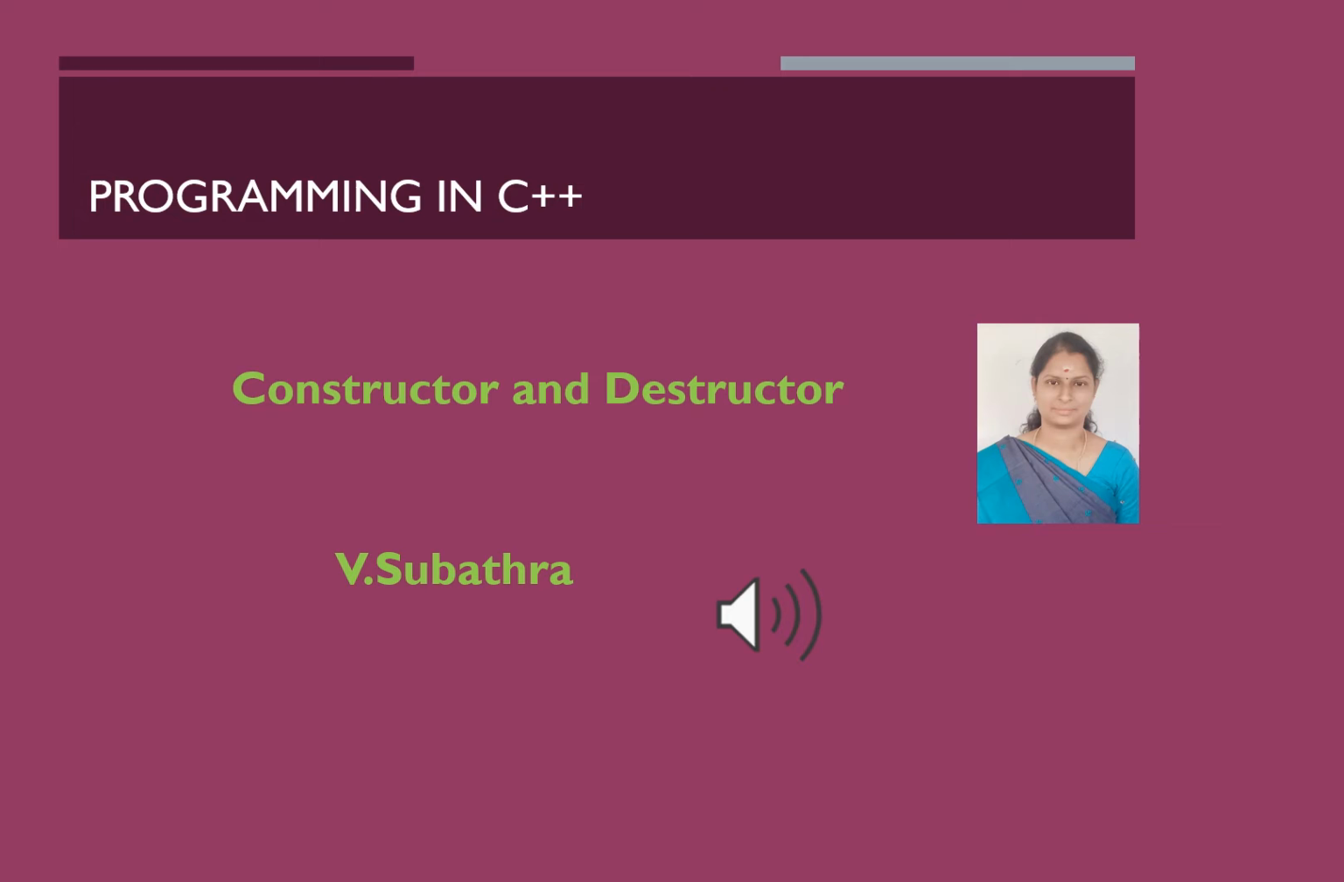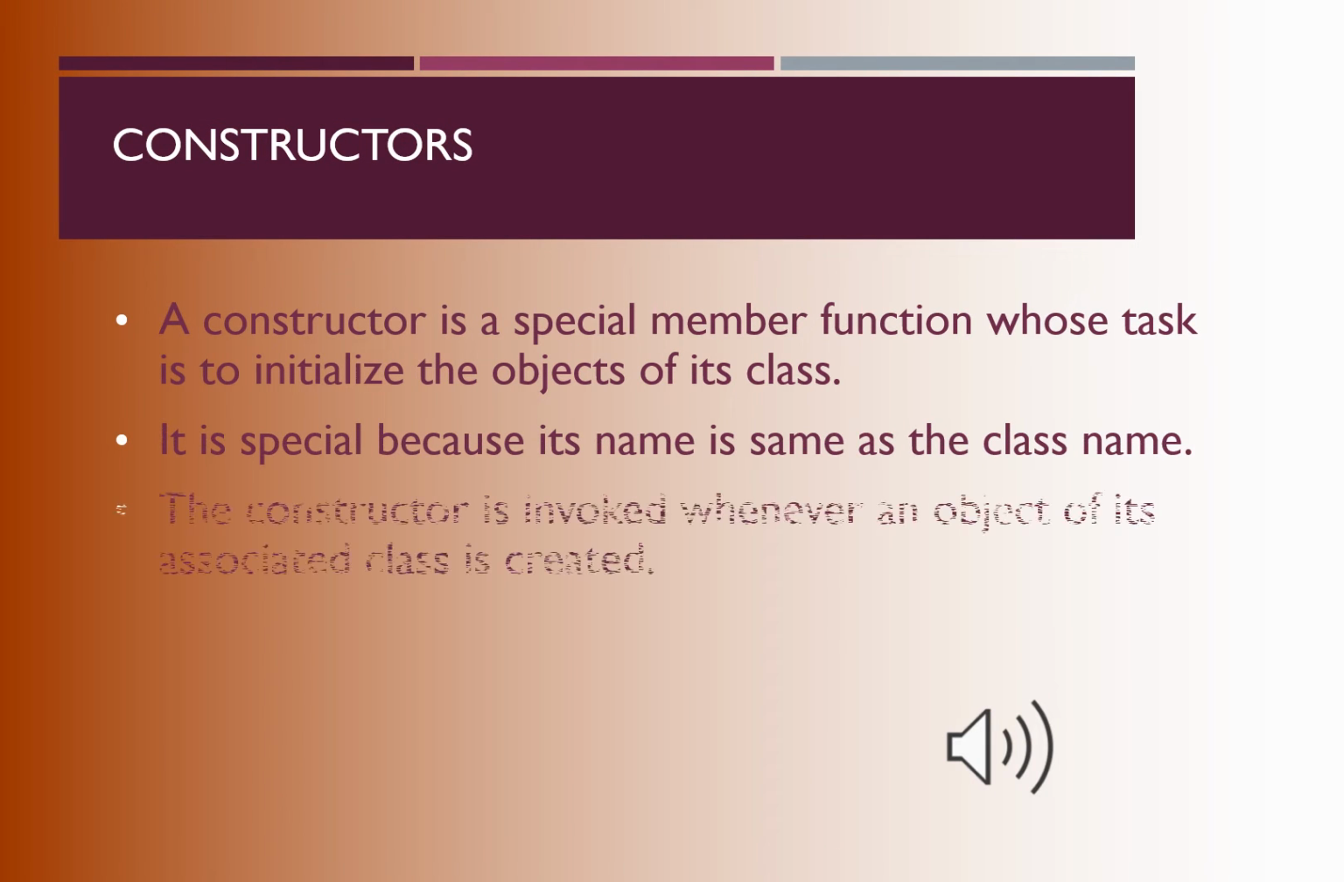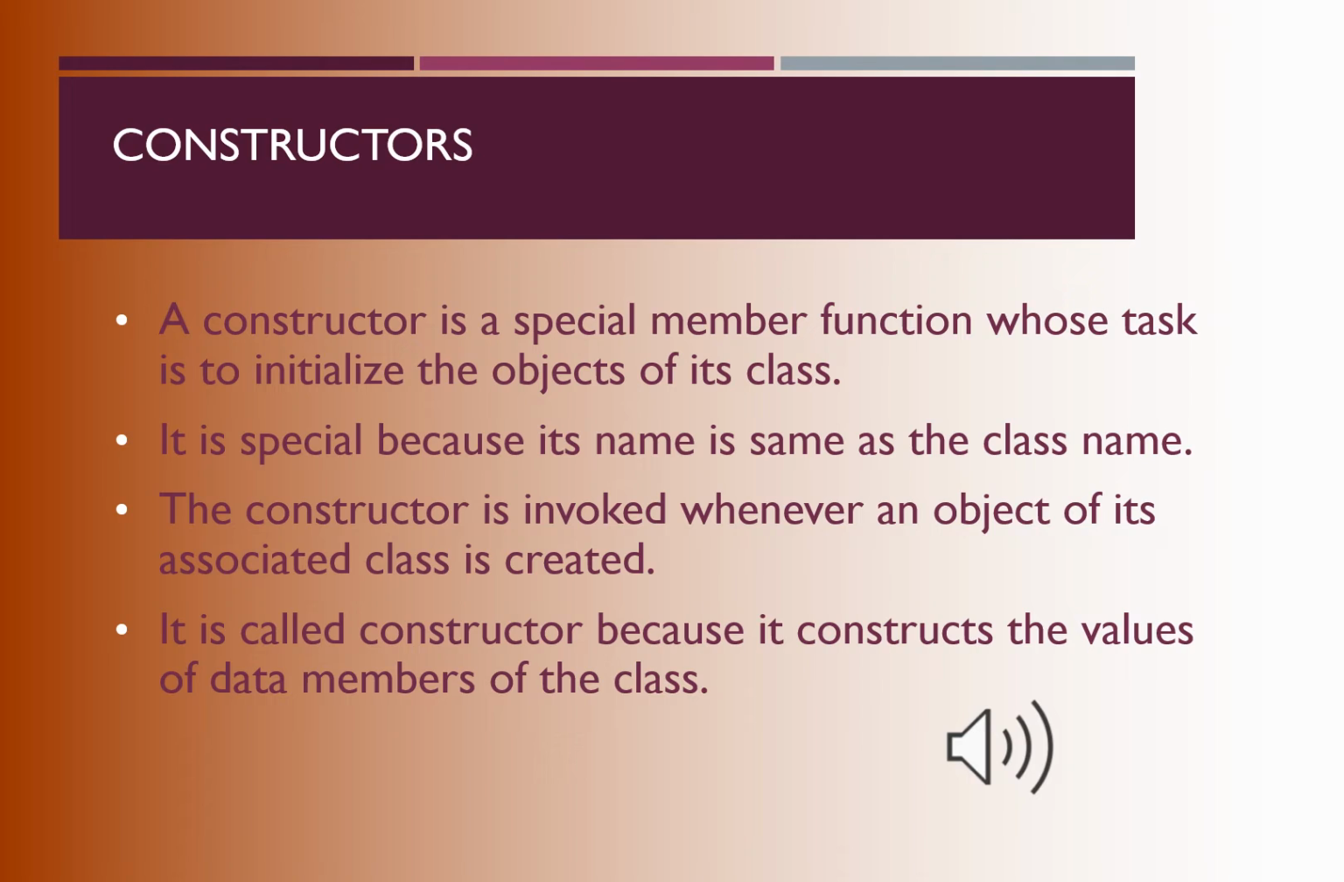Explained by V. Subhathra. Now we discuss the topic of constructor and destructor. A constructor is a special member function whose task is to initialize the objects of its class. It is special because its name is the same as the class name. The constructor is invoked whenever an object of its associated class is created. It is called a constructor because it constructs the values of data members of the class.